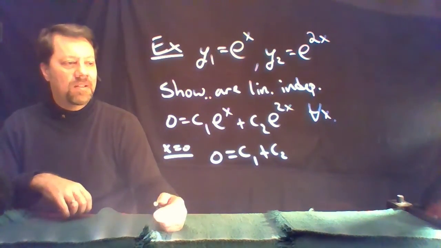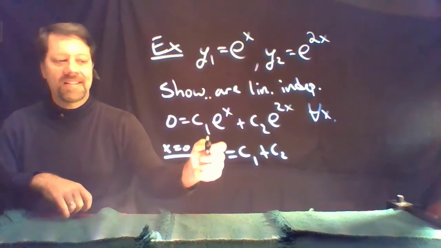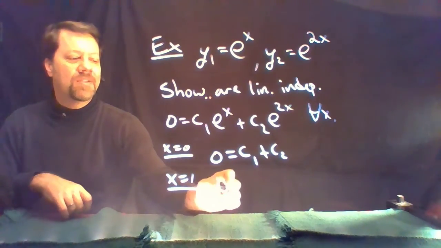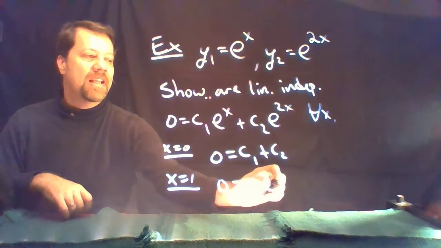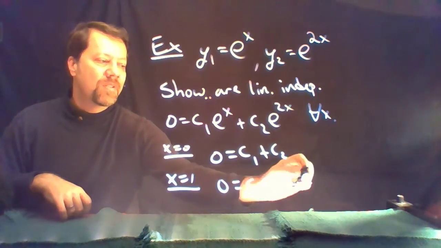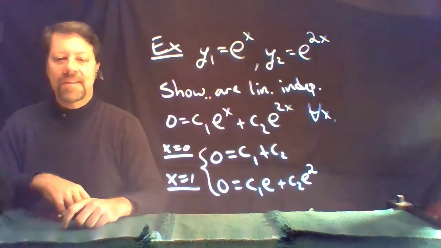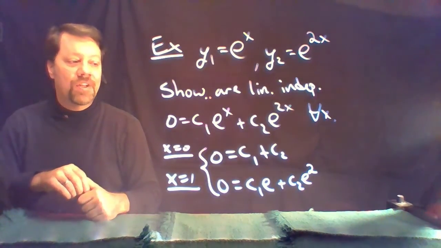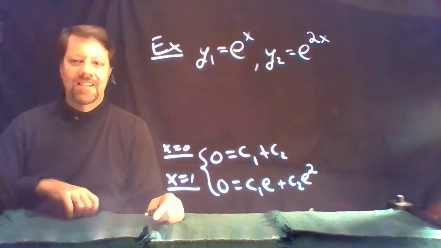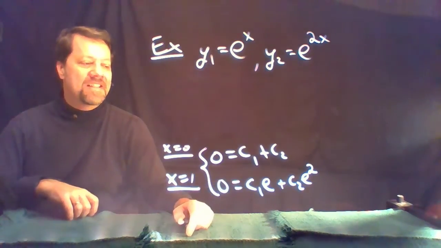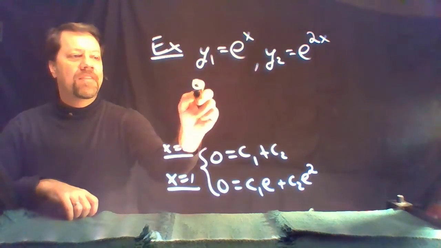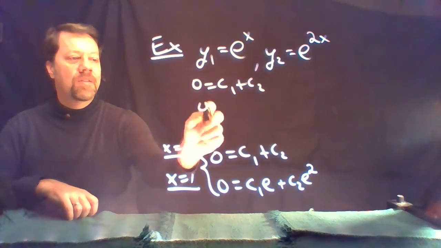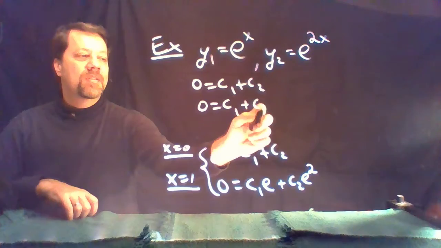We can also see what happens if we plug in x equals 1. If x equals 1, we get 0 equals C1 times e plus C2 times e squared. This gives us a system of two equations in two unknowns. We should be able to solve for both of the unknowns, C1 and C2. Note that we can divide the second equation by e. We'll have this system, C1 plus C2 equals 0, but also 0 equals C1 plus C2 times e.